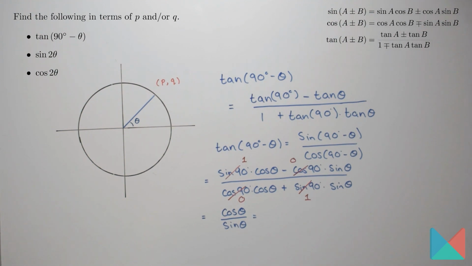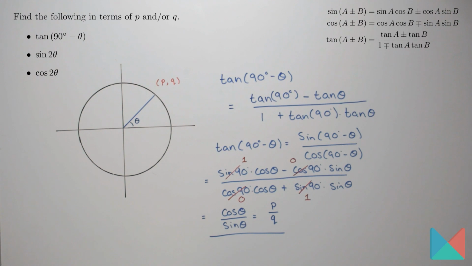And now by representing this result in terms of P and Q, we know that cosine of theta will always be the x component read off the unit circle. So this will be P, and we divide by sine of our angle, and sine of our angle will be the y component, which is Q. And so you can see here that our result for tan of 90 take theta is actually just P over Q, or cosine over sine.